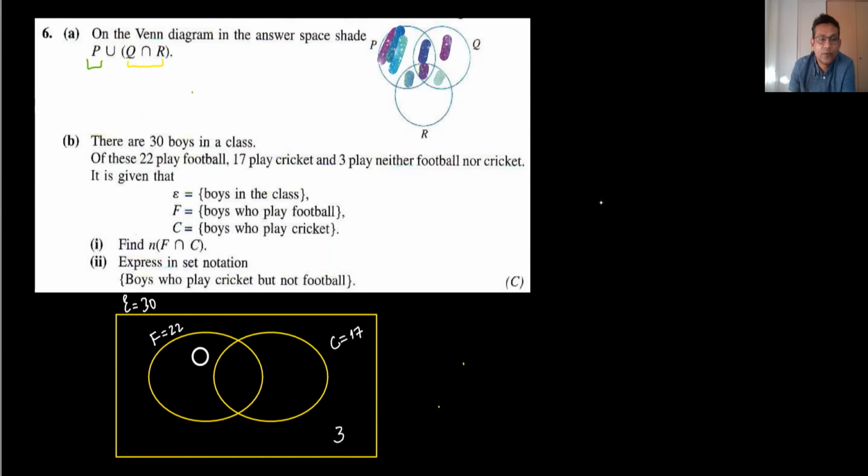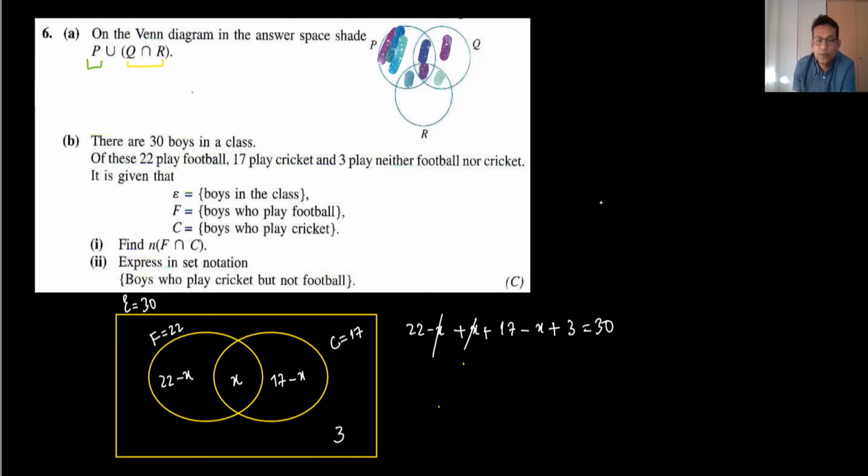Find the boys who play football and cricket together. Find this means we are talking about this one. F intersection C is the common one. So this is X, and remember this will be 22 minus X, and this is 17 minus X. This is a common way to simplify in the Venn diagram. Please practice this. If you see Adna's past paper questions when I solve them, you will find so many questions like this. All these areas equal 30, and you can get the answer.